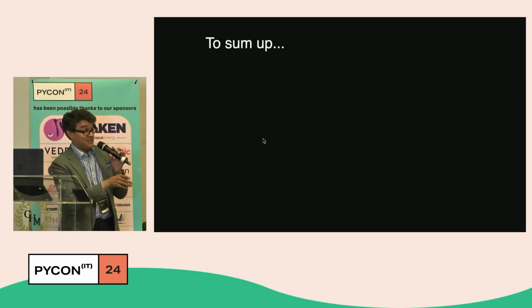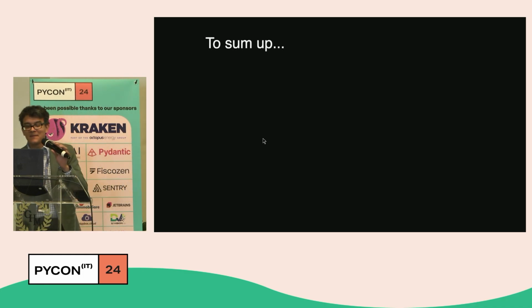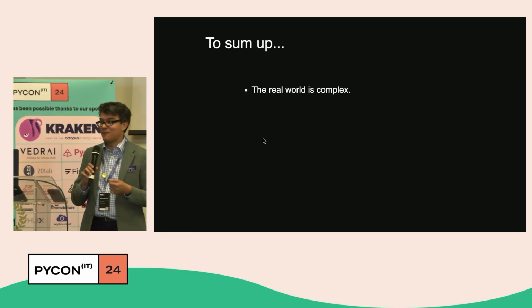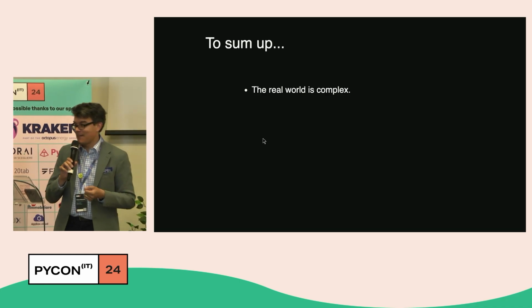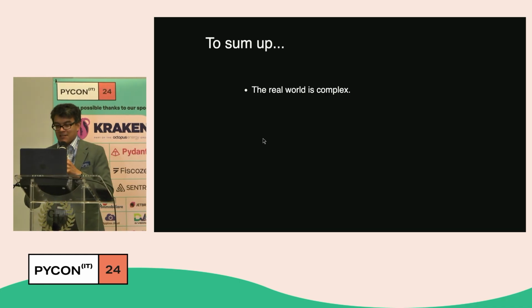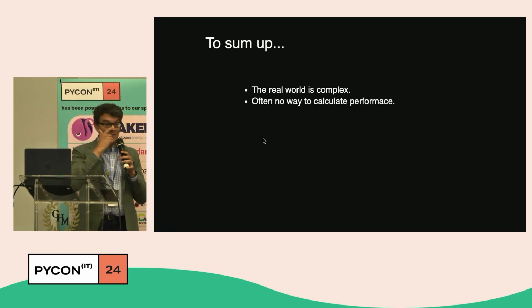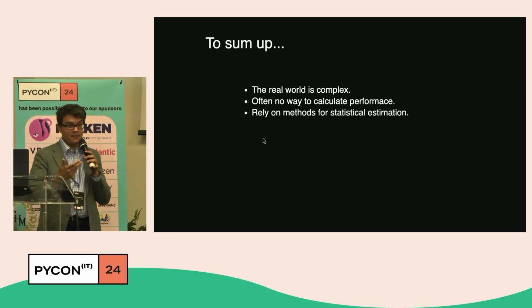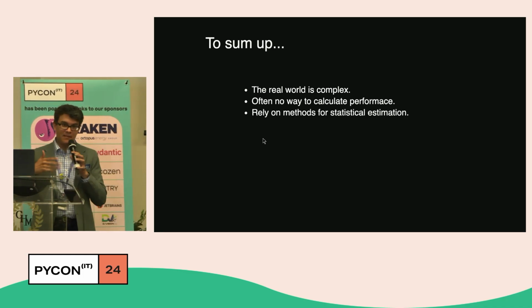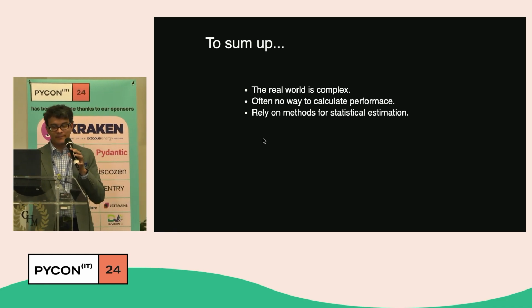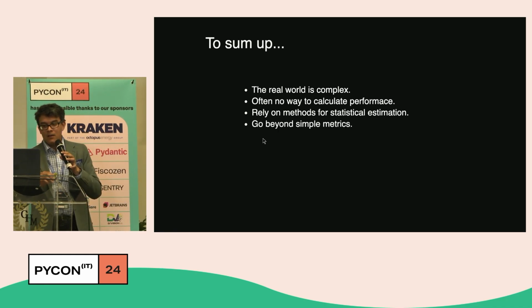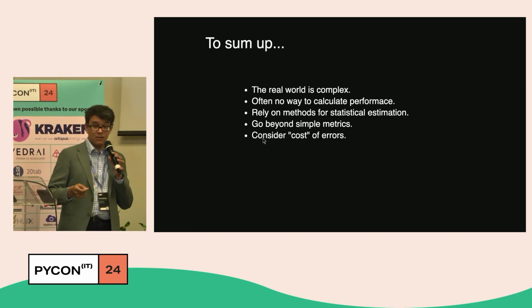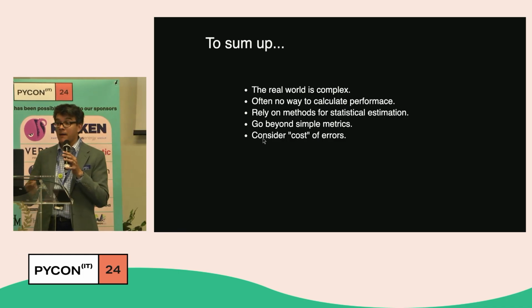Okay, to sum up, I think I'm still in time. The real world is complex. It's way more complex than what we think. It's way more complex than what we would like to think. We can't limit ourselves to just training and test sets. Often there is no way to directly calculate performance of our models, and we have to rely on methods to estimate it. These methods might be, some are good, some are less good, but it depends on your situation. We need to go beyond simple metrics and consider the cost of errors. And again, cost is not just monetary value. It's what is the impact of making a mistake.